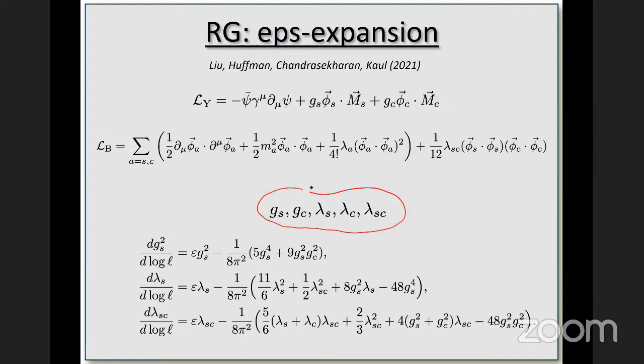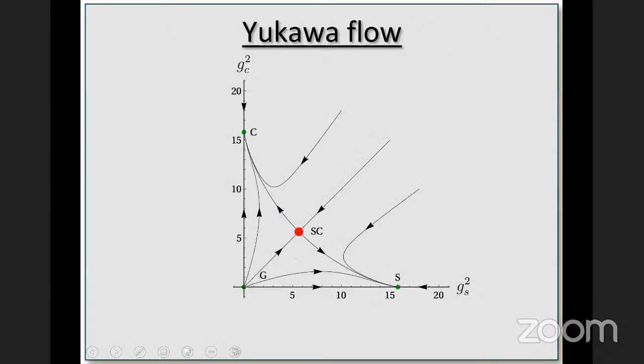For those of you who are listening, Hunching did this using dimensional regularization, and I did it by some momentum shell method. And after he pointed out a few mistakes in my calculation, it turns out that they agree perfectly. So we're very confident in these results. And so here's the flow equation. Okay, so these are the Yukawa couplings, GS and GC.